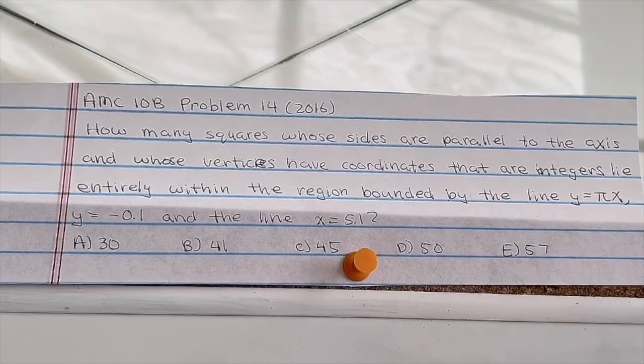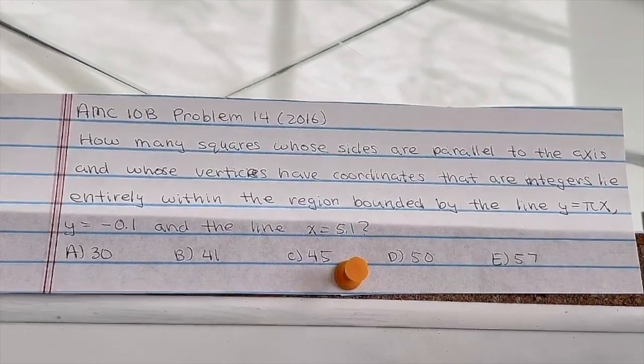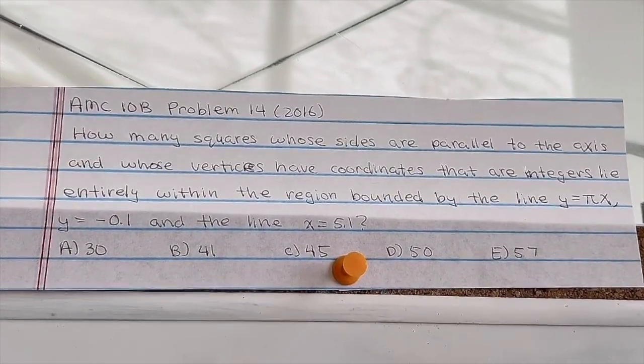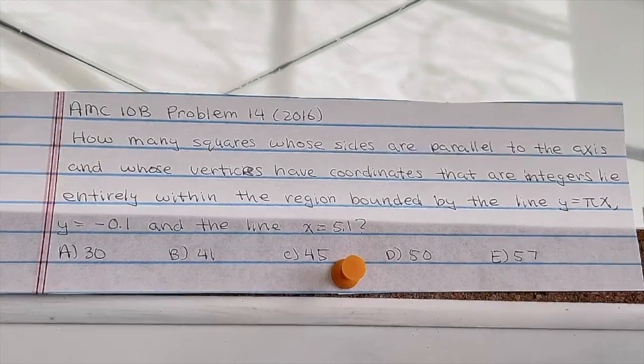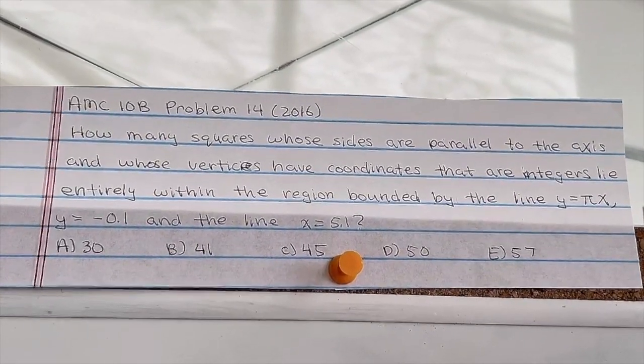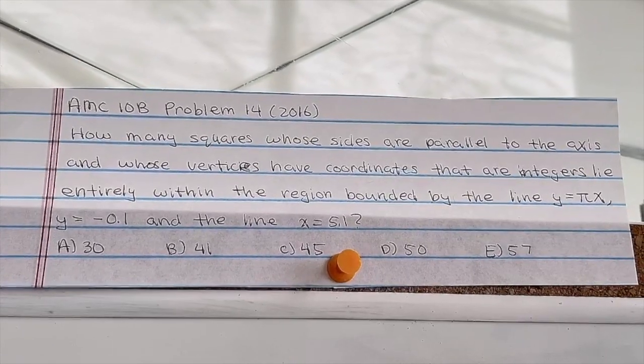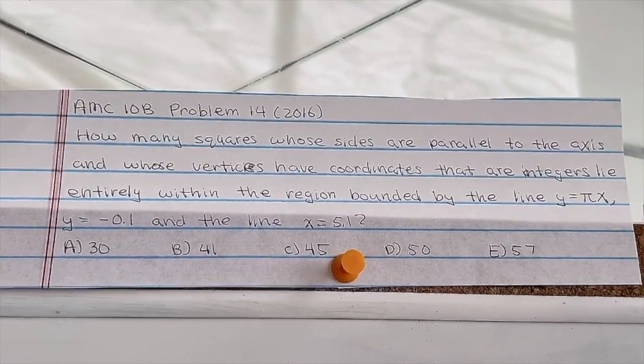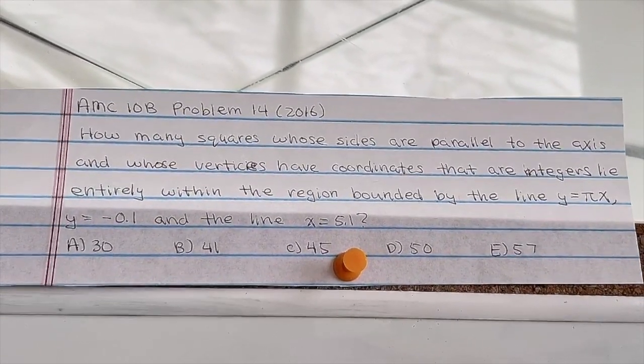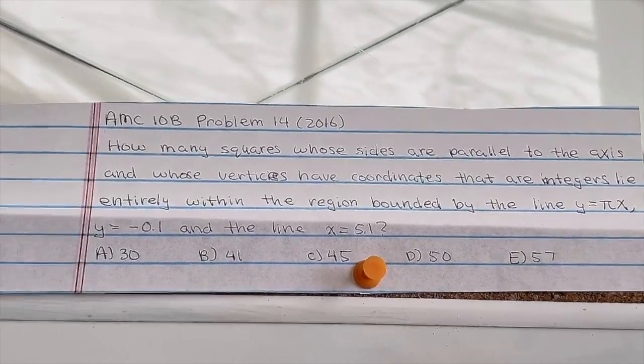This is AMC 10B, problem 14 of the year 2016. How many squares whose sides are parallel to the axis and whose vertices have coordinates that are integers lie entirely within the region bounded by the line y equals pi x, y equals negative 0.1, and the line x equals 5.1? Your answer choices are 30, 41, 45, 50, and 57.